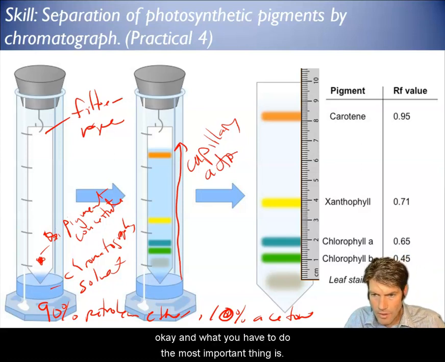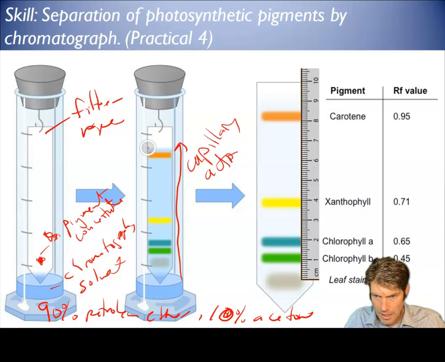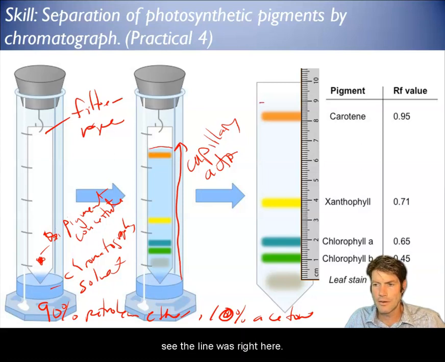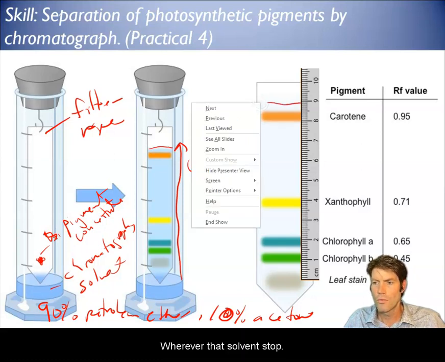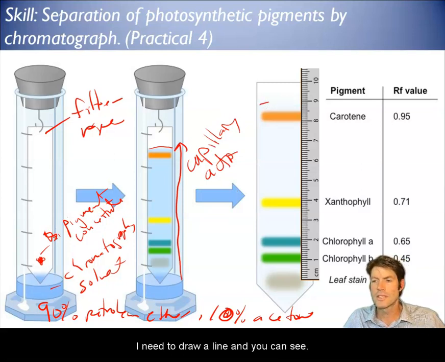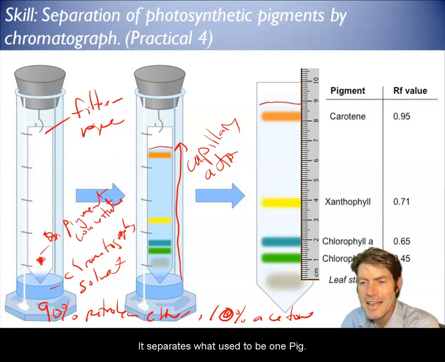Okay, and the most important thing is you draw a line at the solvent front. We'll say the line was right here. Wherever that solvent stopped, you need to draw a line. And you can see, there we go. It separates what used to be one pigment.